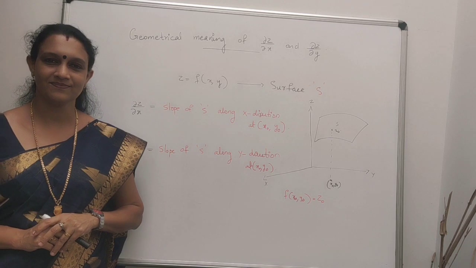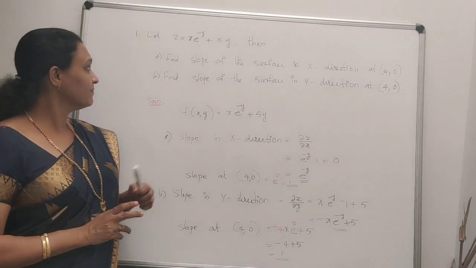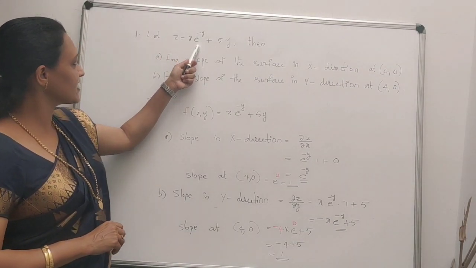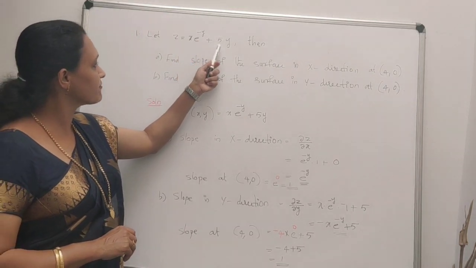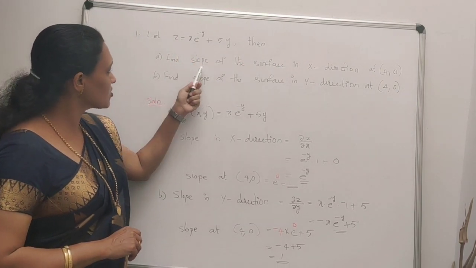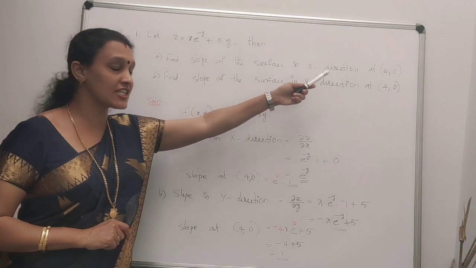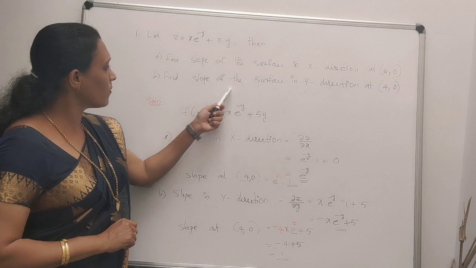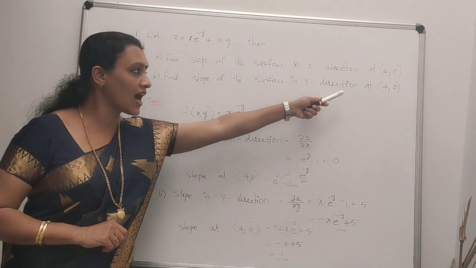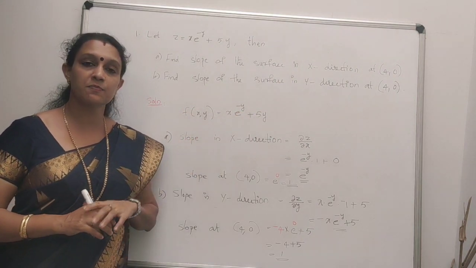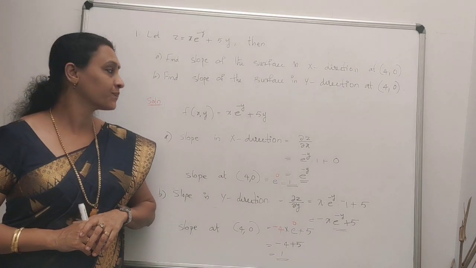Look at the first question. Let z = x e^(-y) + 5y. Then find the slope of the surface in the x direction at the point (4, 0), and find the slope of the surface in the y direction at (4, 0). This is actually a repeated university question, KTU.